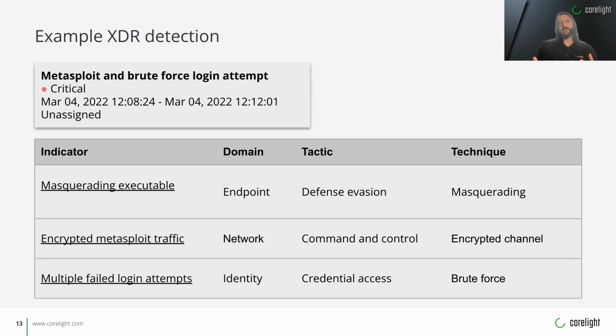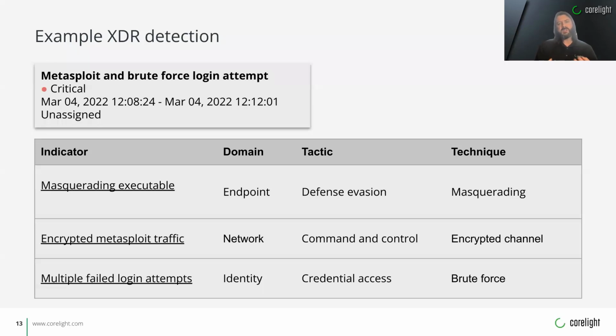So what we're looking at here is an example of an XDR detection. This was a Metasploit followed by a brute force login attempt. And then we see that there are three indicators, three different pieces of evidence that are enabling this single detection. We have this masquerading executable, an encrypted Metasploit traffic, and multiple failed login attempts. And you'll notice in the domain column that we're tying together endpoint, we're tying in network, two critical pieces of evidence. And then we also have a third source, which is identity, that helped us capture that brute force attempt. And so you'll see how these indicators are stacking up to form this detection.